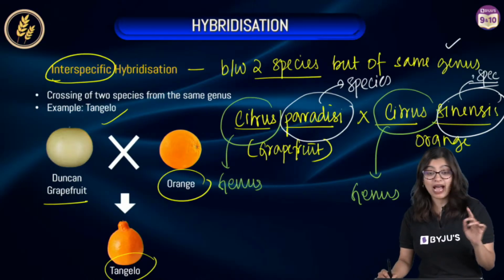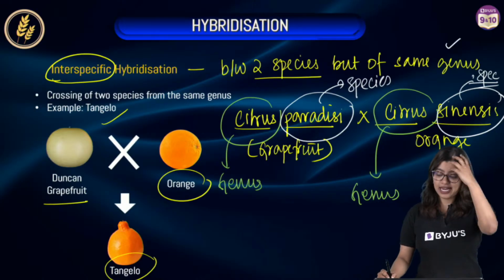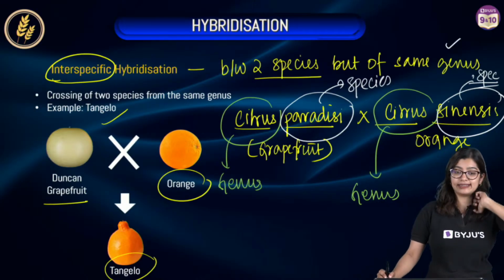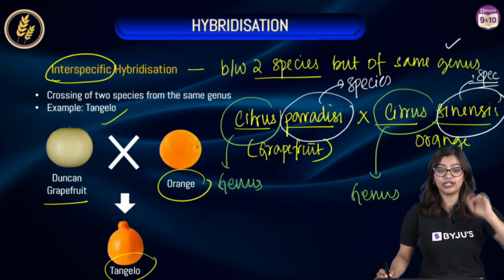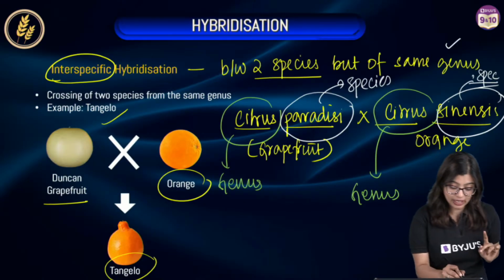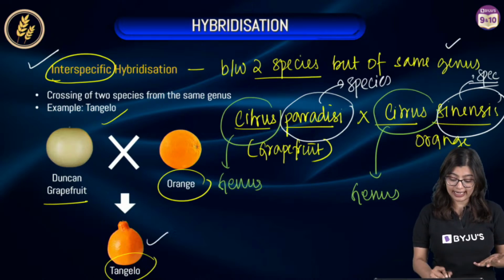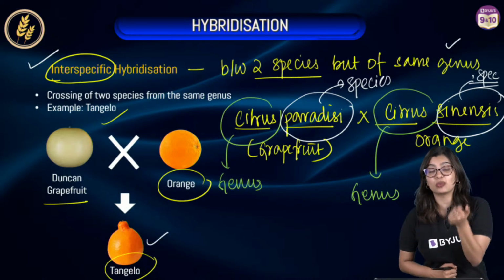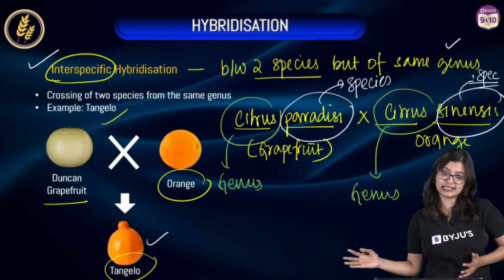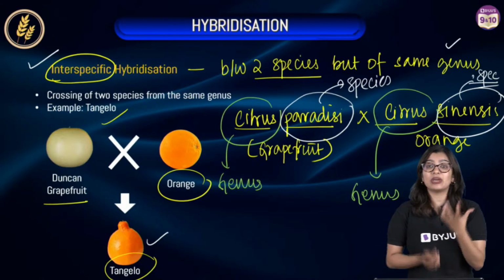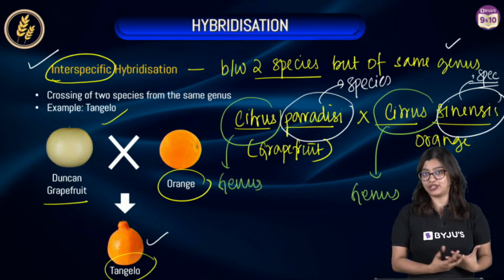Very good. Tomato is also an example. Different species, which is why we call it interspecific. Now, why are we doing this? Why are we taking Tangelo? We get the sweetness of the grapefruit and the juiciness as well. So in this case, we get something that is advantageous to us.